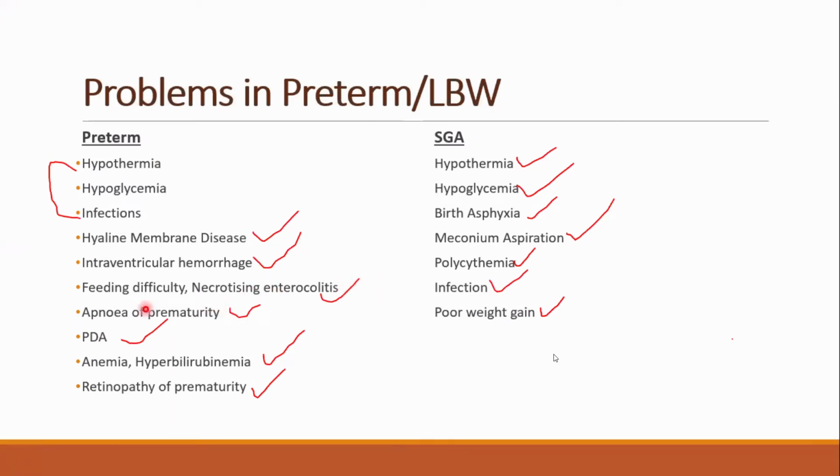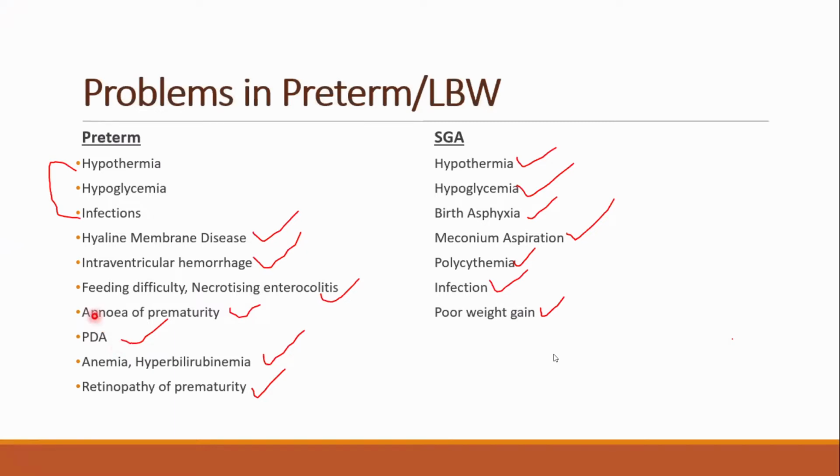Apnea of prematurity occurs because of an immature brain, an immature respiratory center in the medulla oblongata. This can be treated by giving caffeine citrate or starting CPAP. Now, PDA, we'll talk about this in our cardiovascular class. PDA is basically a patent ductus arteriosus. This is persistently open in case of preterm babies.